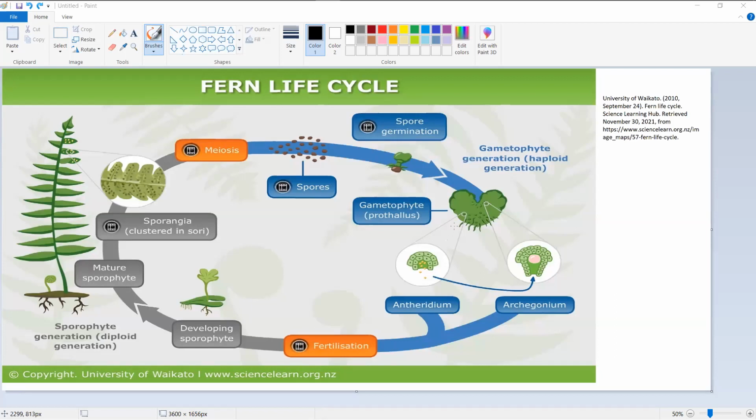Most of my information I received from the University of Waco and from a website, Science Learning Hub, on the fern life cycle. Let us begin with mitosis, right over here. Big blue, beautiful orange spot there.